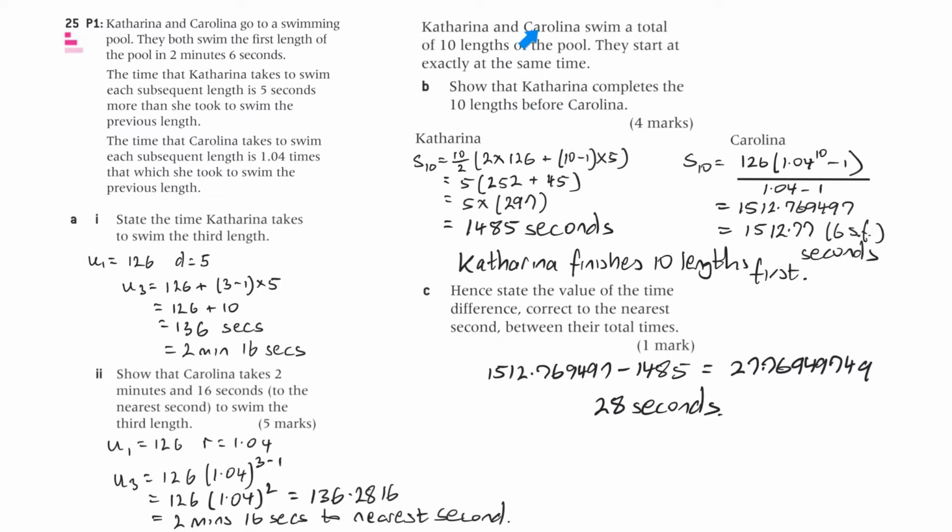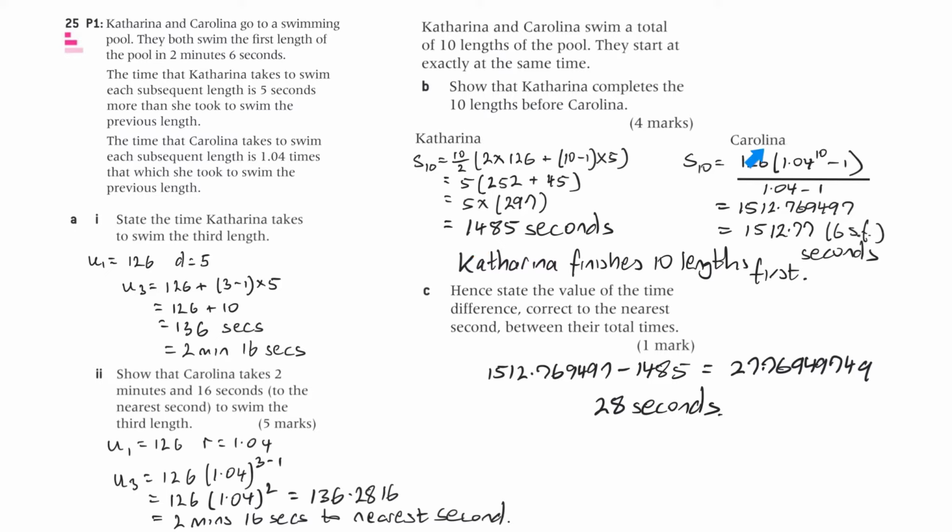Katerina and Carolina swim a total of 10 lengths of the pool. They start at exactly the same time. B, show that Katerina completes the 10 lengths before Carolina. Well, we said that Katerina was arithmetic, so the summation of an arithmetic sequence is n on 2 times 2u1 plus n minus 1 times d. So we've got 1485 seconds.